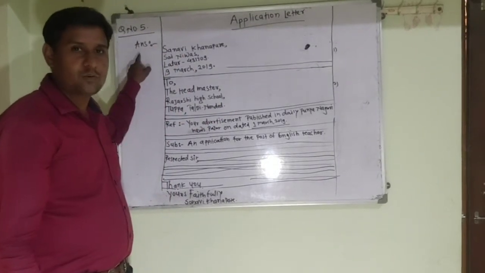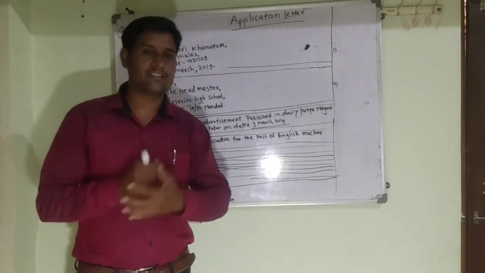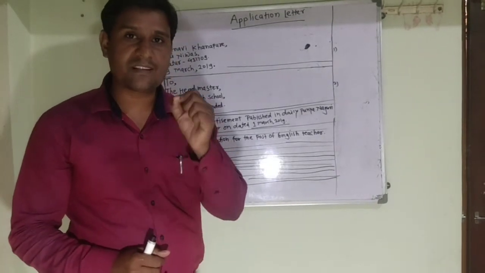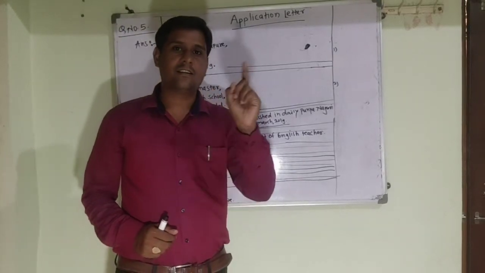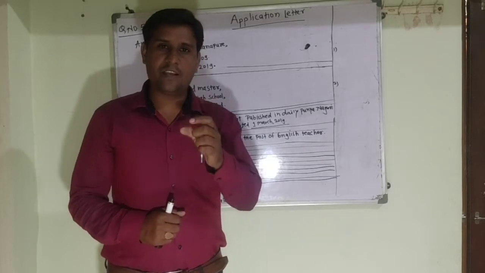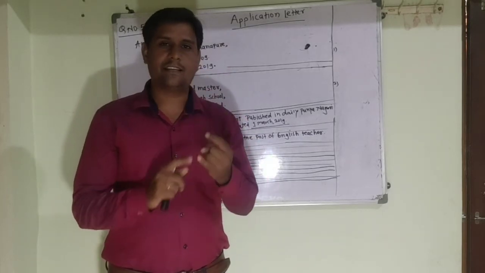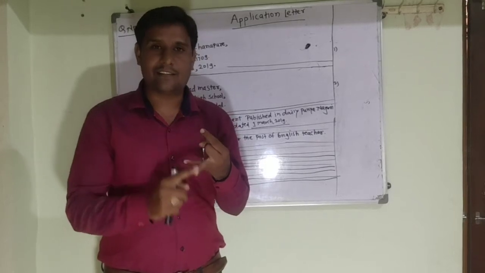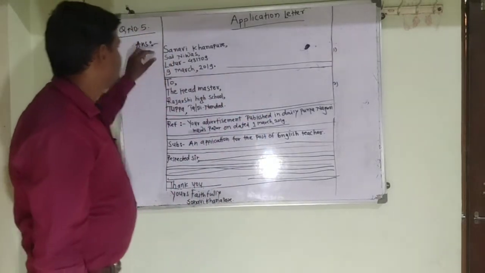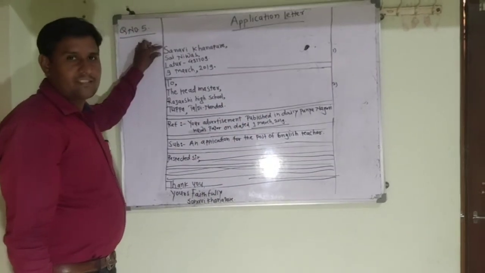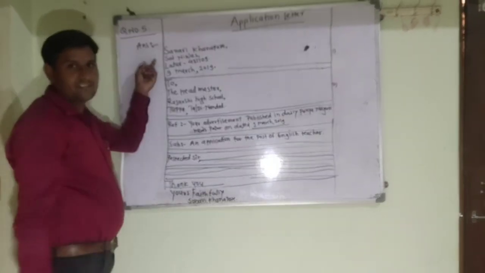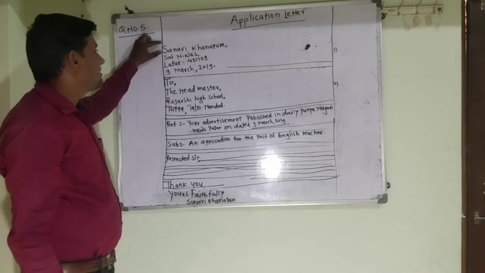We must write it in the left corner of your answer sheet. Listen carefully, dear friends. We must write the writer's address on the left side of your answer sheet. You must fill in everything in that address, like name, address, pin code, village name. Look at the board. For example, I write here the writer's address, the name of the applicant, we call it the name of the writer, Sanvi Khanapure.